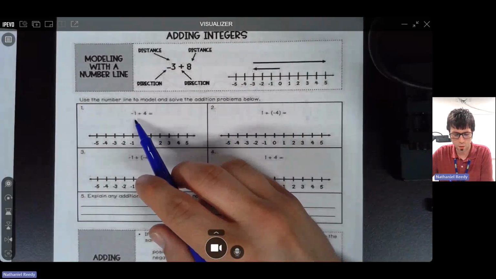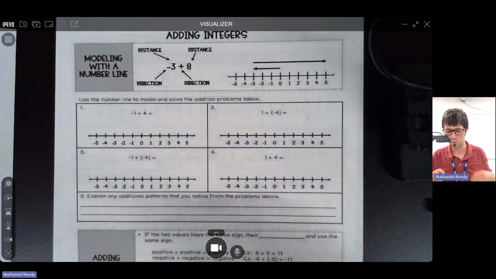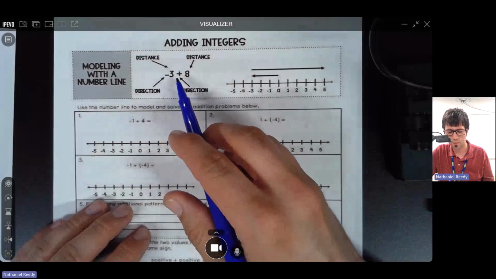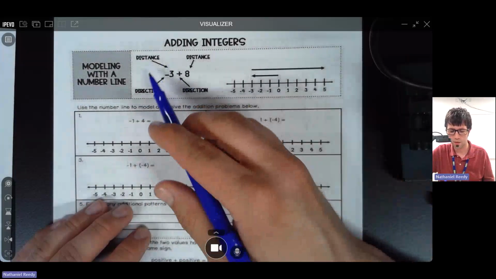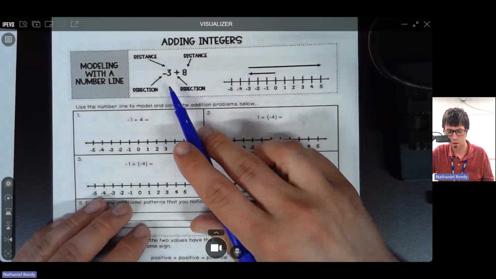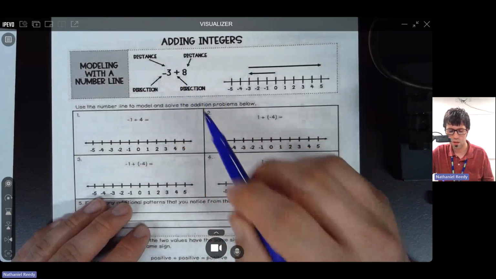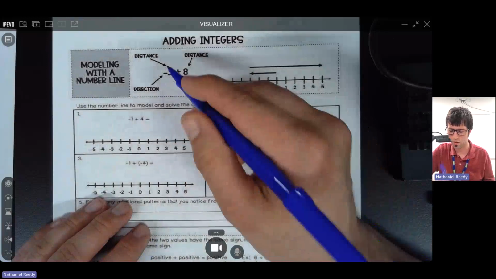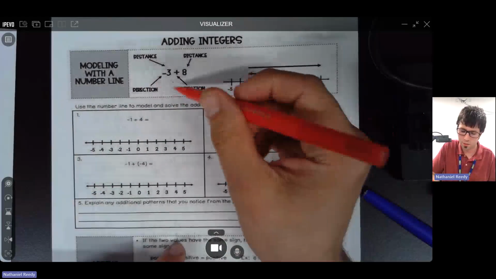Use the number line to model and solve the addition problems below. First one says negative 1 plus 4. So, actually, let's look at this example problem here. This one says negative 3 plus 8. With these problems, they're trying to teach you how to add together a negative number and a positive number. So here, the first number is negative 3.